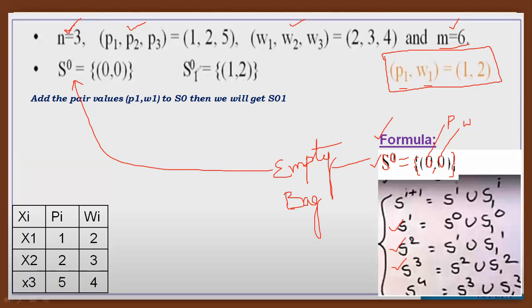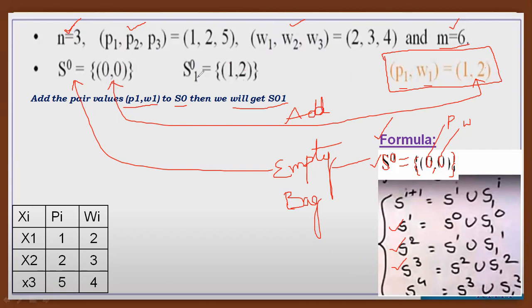So now how will you get S power 0 base 1? You will get the value of S power 0 base 1 by adding the pair of values P1 W1 to S power 0. That means that you can add these two pair values. How to add these two pair values? Add 0 with 1, you will get 1. Add 0 with 2, you will get 2. In this way, you will get the value of S power 0 base 1.